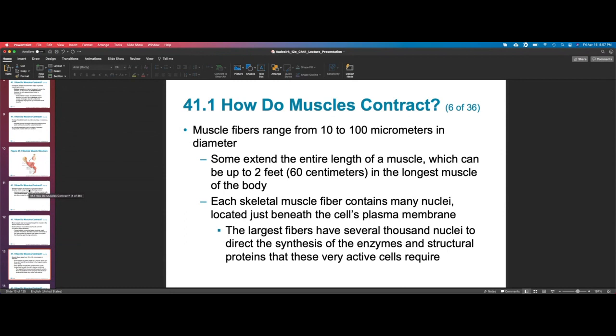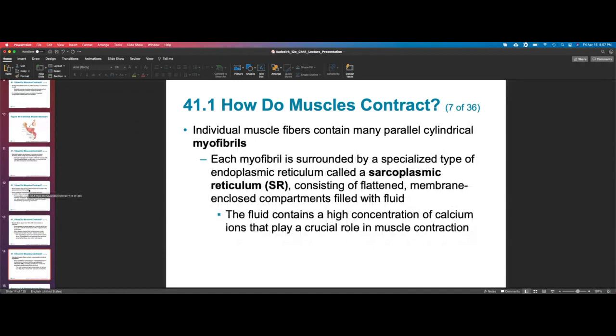And ultimately, these nuclei are there to direct the synthesis of enzymes and structural proteins. They're necessary for these cells' continued development and repair. All right, so these myofibrils are parallel cylindrical structures, and they are really important for the function of the muscles. They're going to be surrounded by sarcoplasmic reticulum, and this will come into play a little bit later as well.